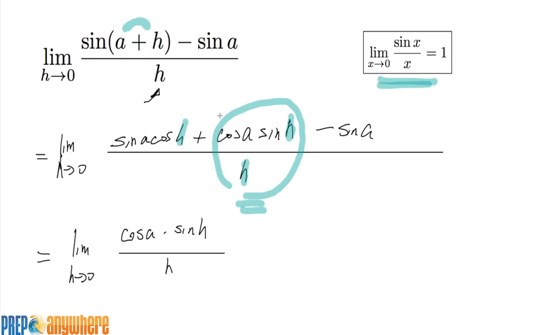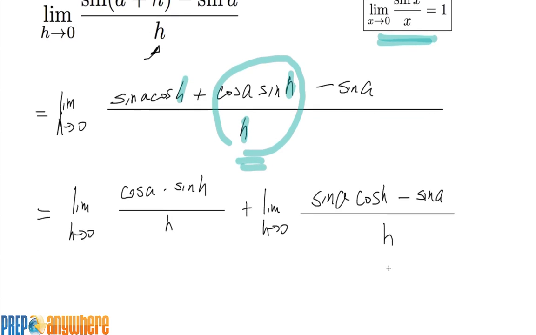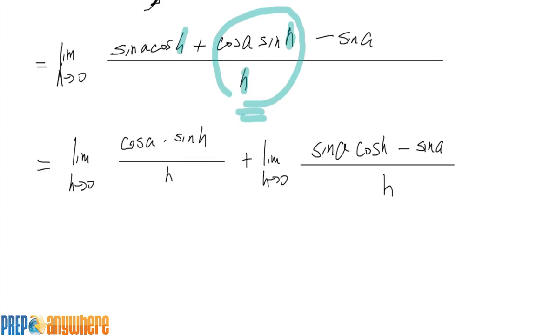And then let's keep the other two together. So plus, let me even put a separate limit using the sum rule for limits: sine of A cosine of h minus sine of A, all over h. Okay, so you can see that right here. Okay, that limit right there.